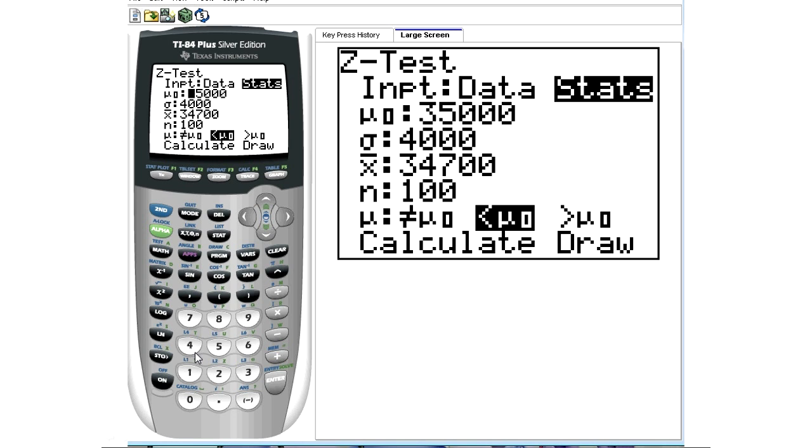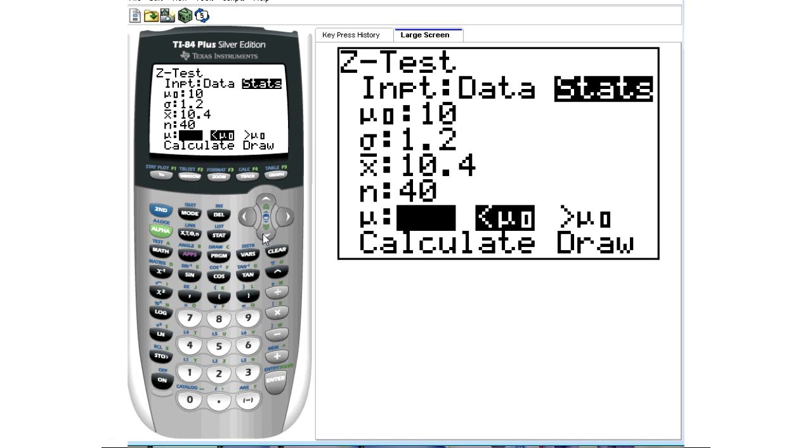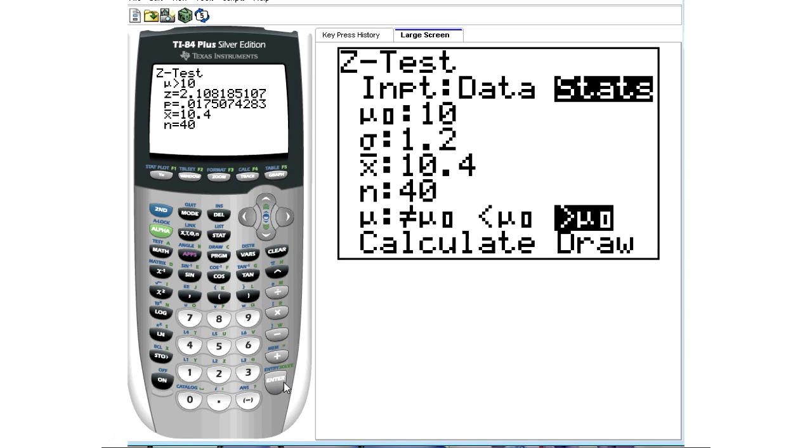Then notice it asks for sigma. See, this helps you remember with Z we need sigma, and so sigma, of course, is 1.2. Then it asks for x bar, that's the sample mean, we had 10.4. It asks for n, that's 40, the sample size. And then it has mu and mu naught equals, all this stuff. That's actually asking for HA. And so HA, notice, is a greater than. This is a right-tailed test. And so we want to highlight right-tailed test on there. And then finally, we get to calculate.